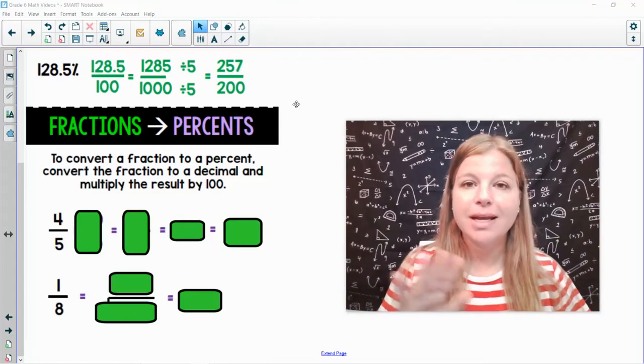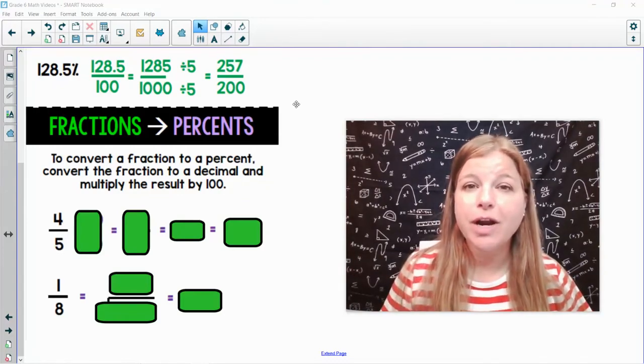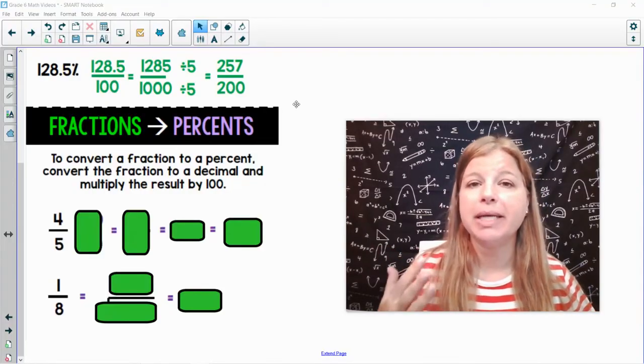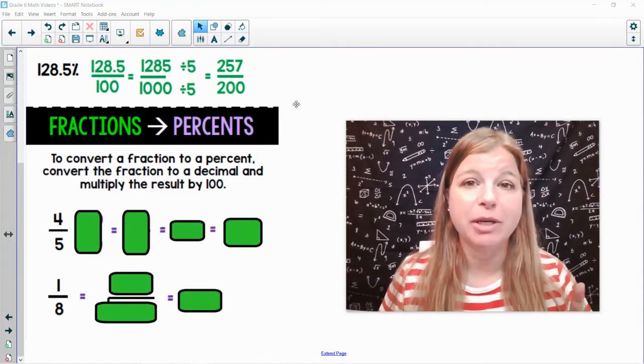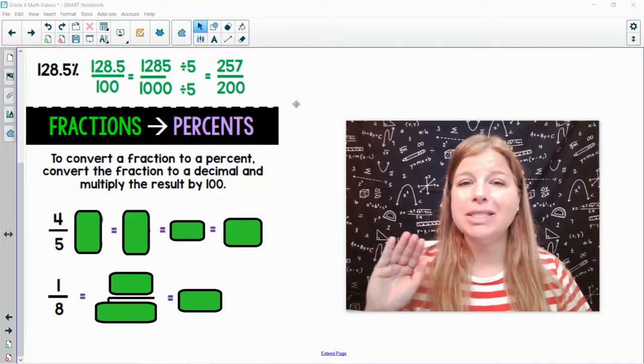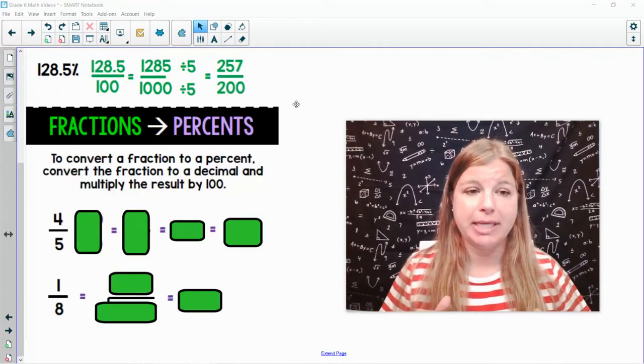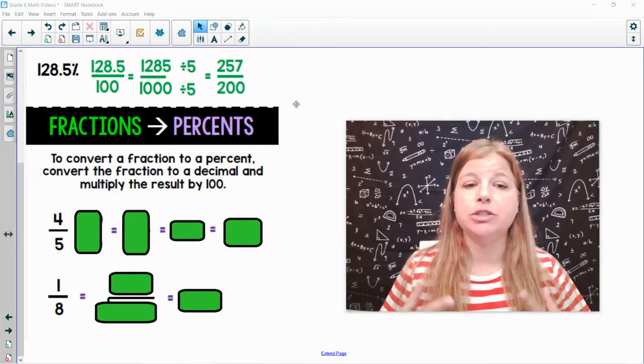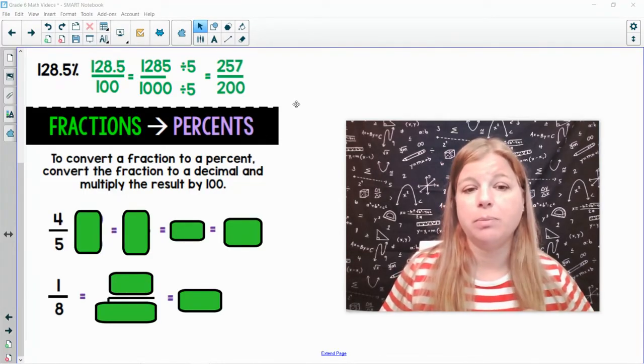Great. Second skill, converting fractions to percents. Now, I'm going to show you two different strategies. It really depends on what the fraction looks like, especially in the denominator, about what's the easiest way to convert it to a percent. So here it says to convert a fraction to a percent, convert the fraction to a decimal and multiply the result by 100.